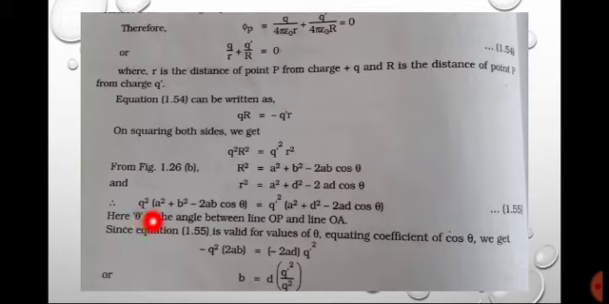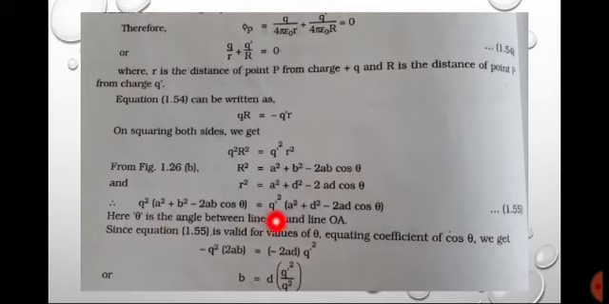Therefore, Q square into bracket A square plus B square minus 2AB cos theta is equal to Q dash square into A square plus D square minus 2AD cos theta. What we did, we just put the values of capital R square here and small r square here. Here theta is the angle between OP and line OA. I just told you this. This is from the previous figure.